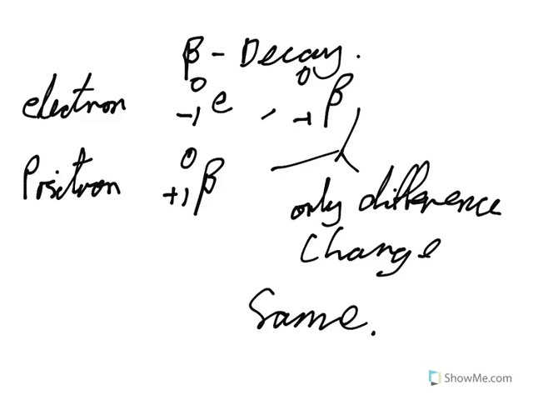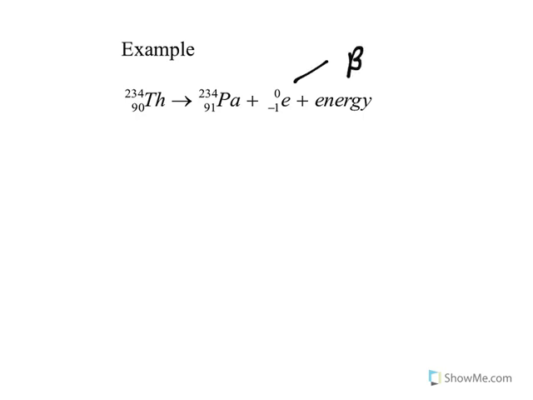So let's have a look at an example. This example here is beta minus decay. We've got our thorium, protactinium plus our beta and energy. There you can see the e, minus 1, 0, for balancing the equation. Again, there's got to be 90 on both sides. That's 91 and that's -1, that's good, and 234.